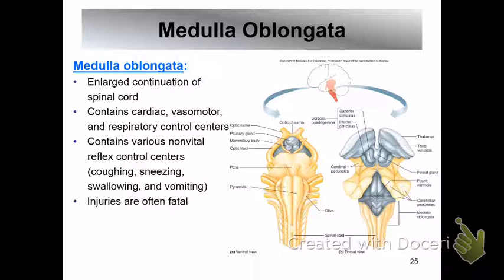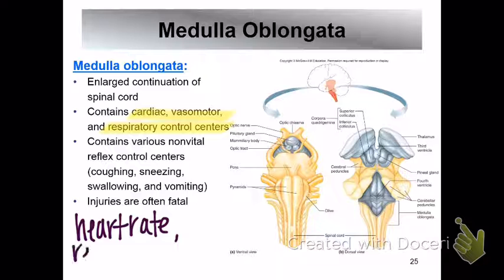The medulla oblongata is the bottom. It's right before the spinal cord, the bottom of the brainstem. And it says on the notes, respiratory control, cardiac, and vasomotor. Okay, let me simplify that and make it a little easier. Write this in. It is heart rate, respiration, and blood pressure.